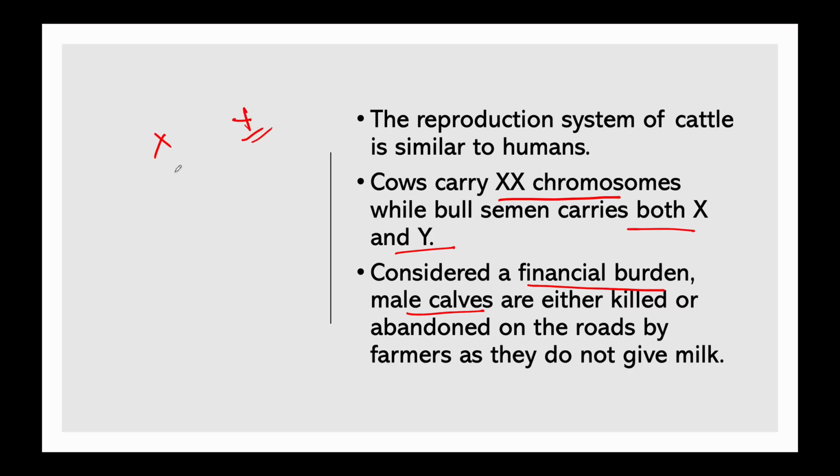So there are two techniques to produce sexed semen. One is your sorting process, in which X and Y chromosomes are separated, X is retained and Y is discarded. And the other is where Y is totally killed. So this is the technology behind it.